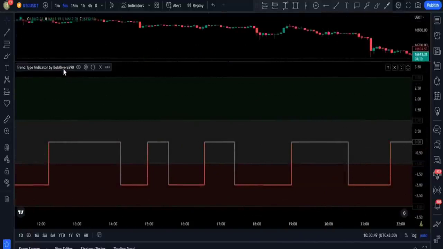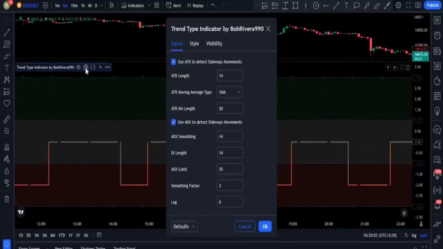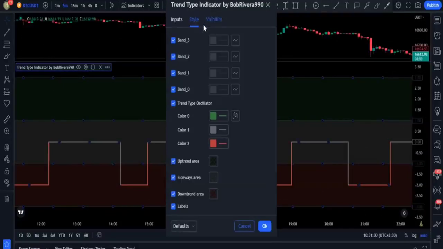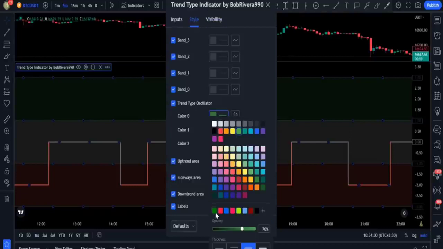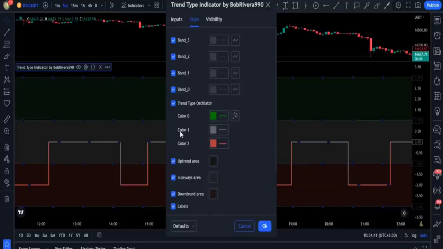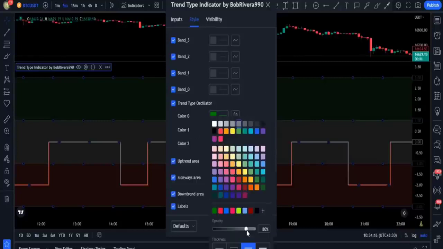Next, we got to open the Indicators setting to optimize it for our use. I open the Style tab, and in the Style section, we have to make the Color 0 option a little more vivid. I choose a darker green and I increase the opacity to 100% and make the line bolder. I increase the Color 1 option's opacity to 100% and make the line thicker as well.